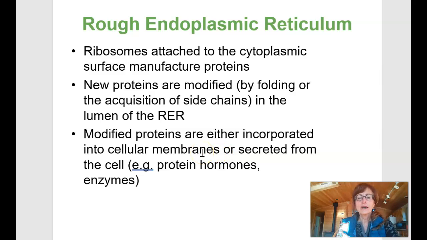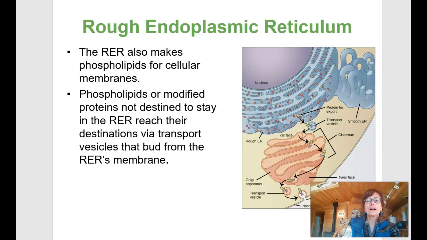They could be secreted out from the cell. Things like hormones, for example, or some enzymes are going to be transported from the cell. So it's made in the cell, by the ribosomes in the rough ER, and then that material, those proteins, are sent somewhere else.